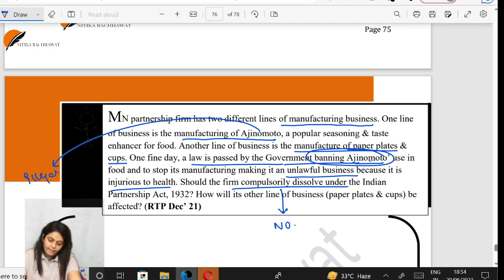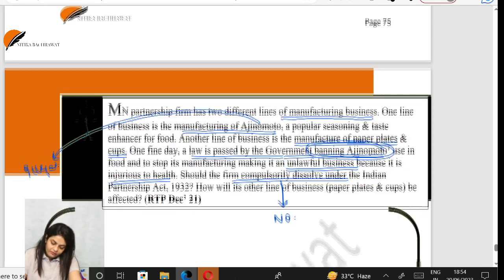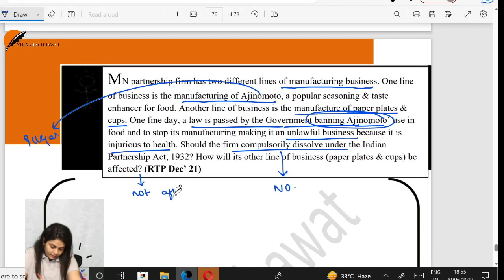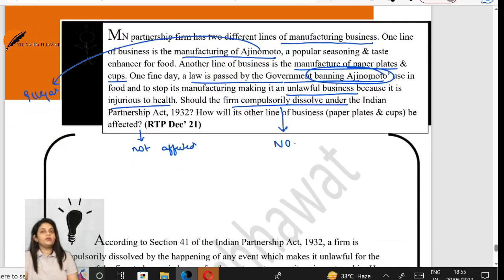No. How will it affect the other line of business? It will remain unaffected. When I have one business that becomes illegal, the firm has to be dissolved. When I have multiple businesses and one becomes illegal, I can just dissolve that particular business and carry on with the rest of the business.